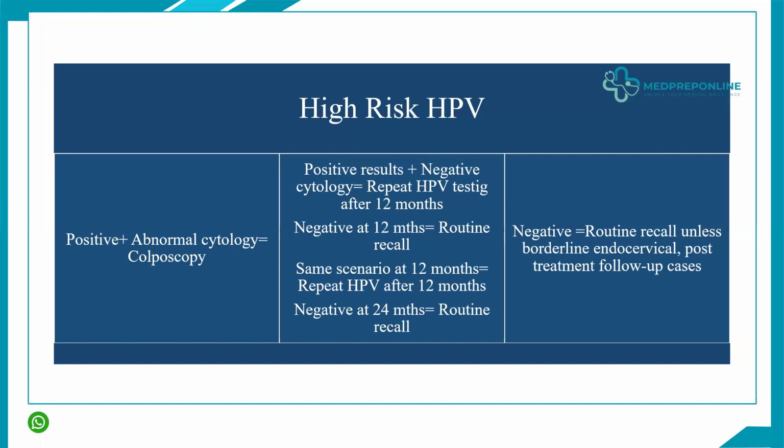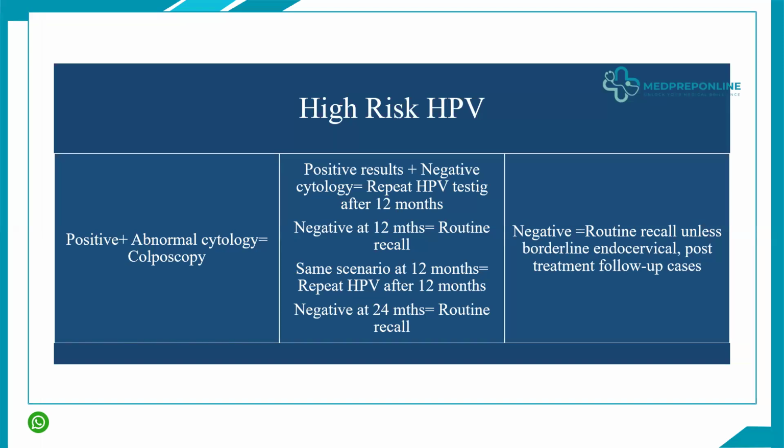Now, if your high-risk HPV has been negative from the start, that means you have to send the patient for a routine recall, unless your pap smear is showing borderline endocervical cases, or this HPV testing which you did was basically for a follow-up. That means you have treated a patient of SIN2 or SIN3 by, say, a laser or a cold knife conization, or you've done a LETS or a LEAP, and now you're following up the patient. Even if the high-risk HPV test comes out to be negative, you still continue your follow-up. You don't just omit the follow-up and leave the patient, right? You have to continue the follow-up as stated for SIN1 or SIN2 or SIN3, right?